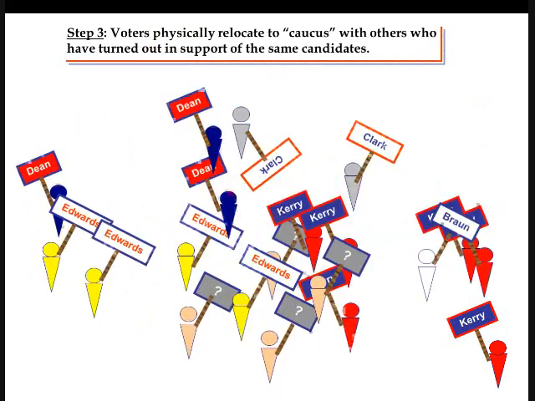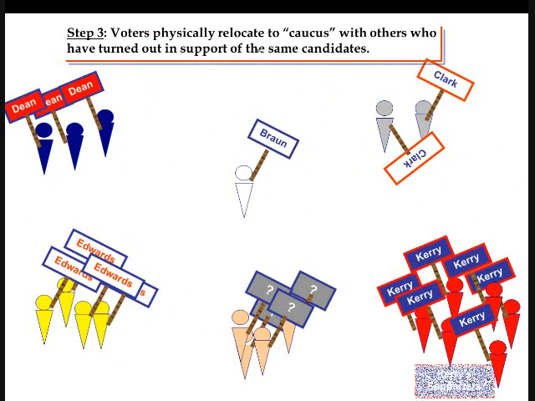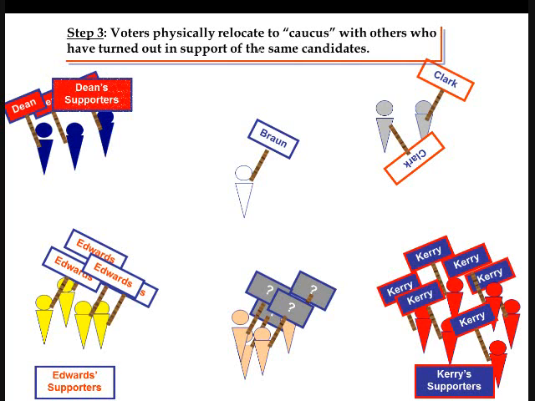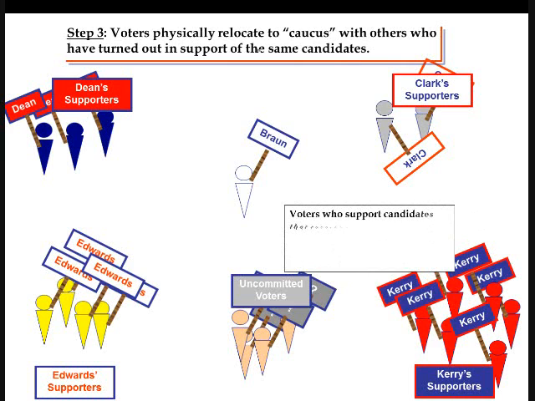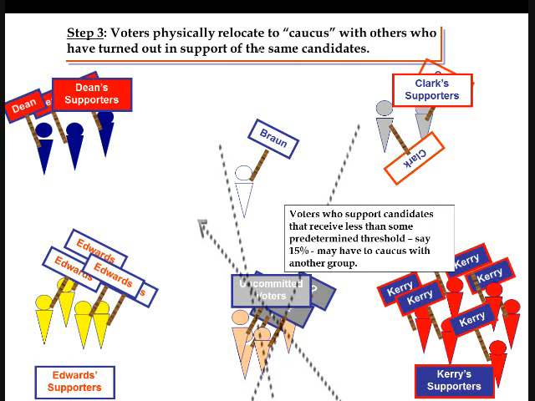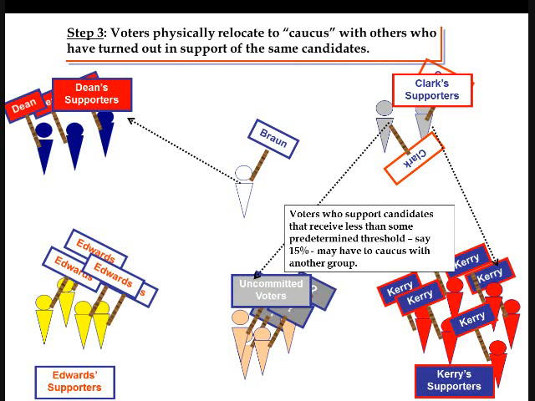At some point in the evening's deliberations, the chair of the precinct convention will ask voters to physically relocate somewhere in the room with other voters who support the same candidate, to caucus, or to select delegates to attend the next level of the caucusing process. Again, the Democratic Party has a rule that requires a candidate to receive at least 15% of the caucus vote in order to be awarded any pledged delegates from that precinct.